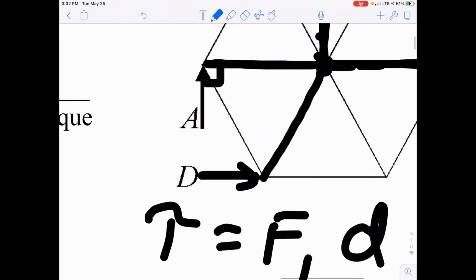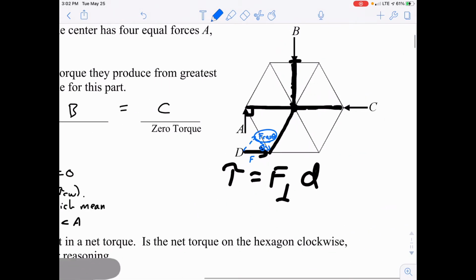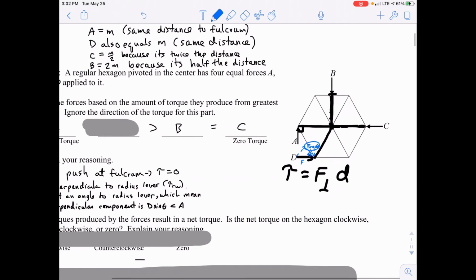So if we were to create vector components, that's my angle right there, then if this is my force, it would be force cosine theta that is actually applying the torque. And force cosine theta would mean that this is going to be a smaller torque than this one right here because it has less of a force applied to it. F cosine theta is less than F.